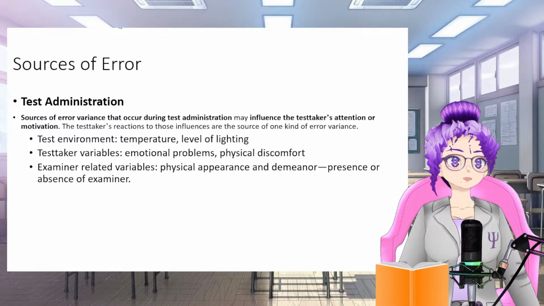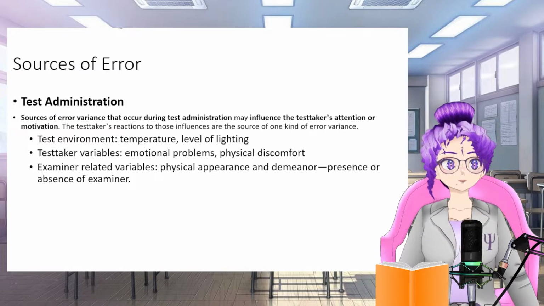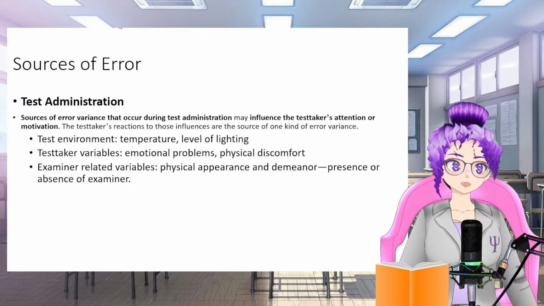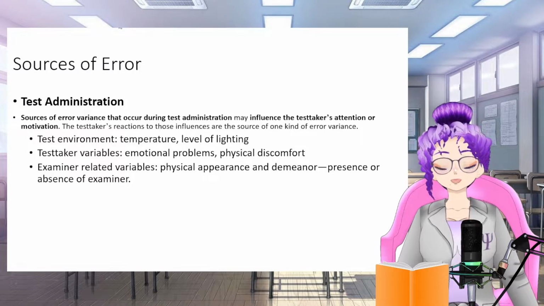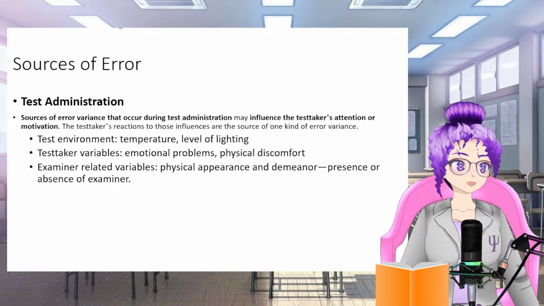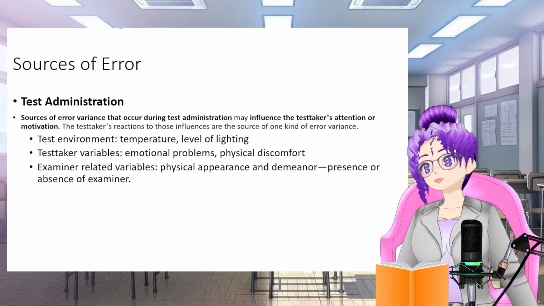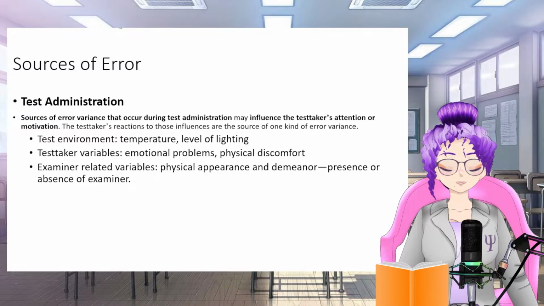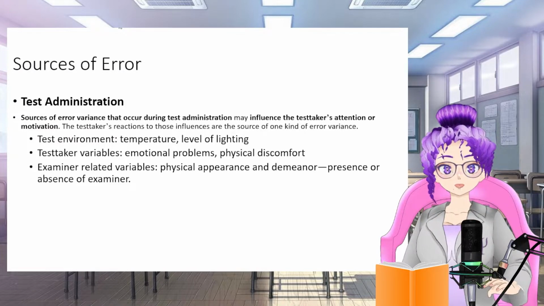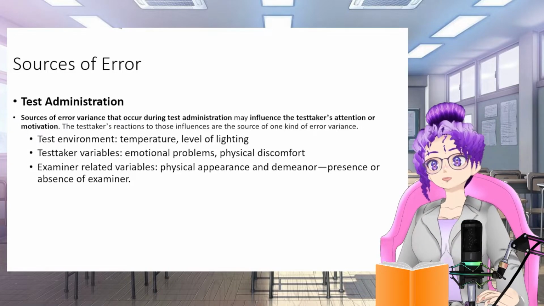Test taker variables are also a source of error. For example, does the participant feel anxious or depressed that day, or are there any problems prior to the administration of the test, or physical discomfort? Maybe the test taker is sick. Then, examiner-related variables. The physical appearance of the test administrator is also a factor, as well as the demeanor, and also the presence or absence of the examiner.